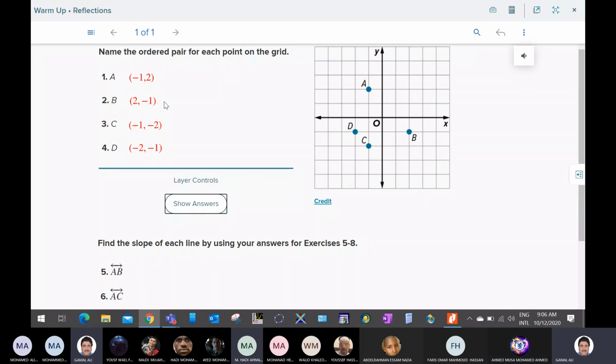You didn't take it before? Who can answer? Wait. Ahmed Musa, what is the slope of AB? How many times have we used the formula of the slope, Ahmed Musa?